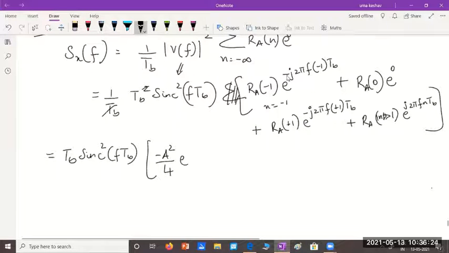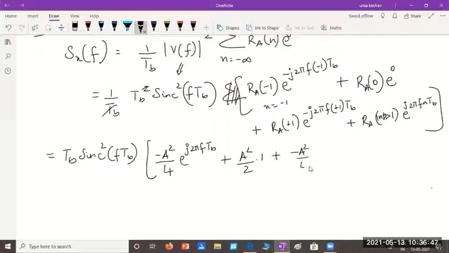This is going to become minus into minus plus j2 pi f Tb, correct? N value is minus 1 here. Then this is Ra of 0, which is a square by 2 into 1. E power 0 is 1, plus Ra of plus 1 is also minus a square by 4 into e to the power of minus into plus. This will remain as minus j2 pi f Tb, plus this last term is 0.